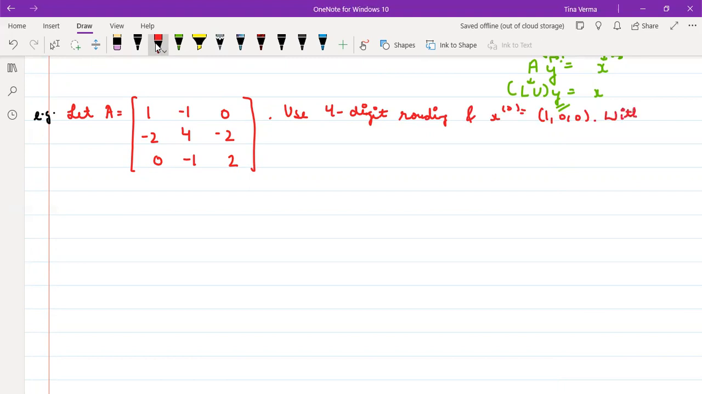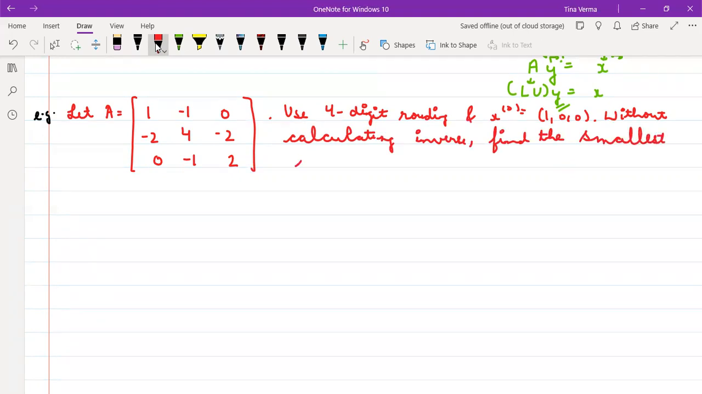The further condition given to you is: without calculating the inverse, find the smallest eigenvalue of A, and you have to perform only 2 iterations. The stopping criteria can be anything. So we have to find the smallest eigenvalue.